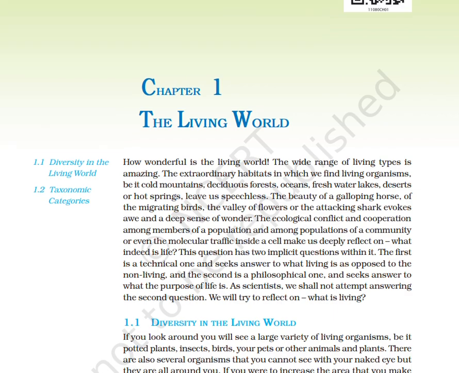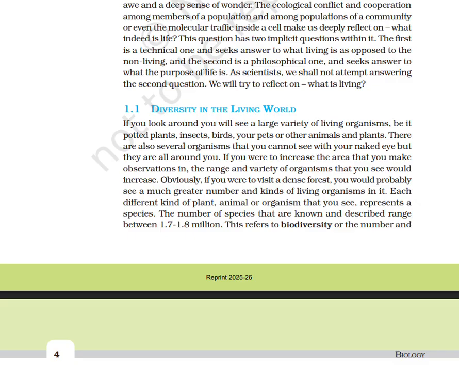Diversity in the living world. If you look around, you will see a large variety of living organisms, be it potted plants, insects, birds, your pets, or other animals and plants. There are also several organisms that you cannot see with your naked eye, but they are all around you. If you were to increase the area in which you make observations, the range and variety of organisms that you see would increase. Obviously, if you were to visit a dense forest, you would probably see a much greater number and kinds of living organisms in it. Each different kind of plant, animal, or organism that you see represents a species. The number of species that are known and described ranges between 1.7 to 1.8 million.